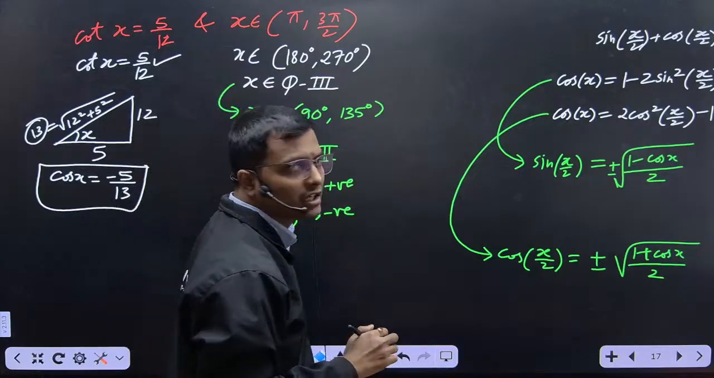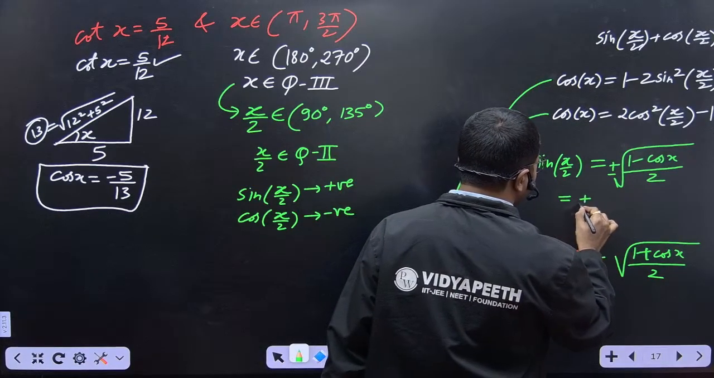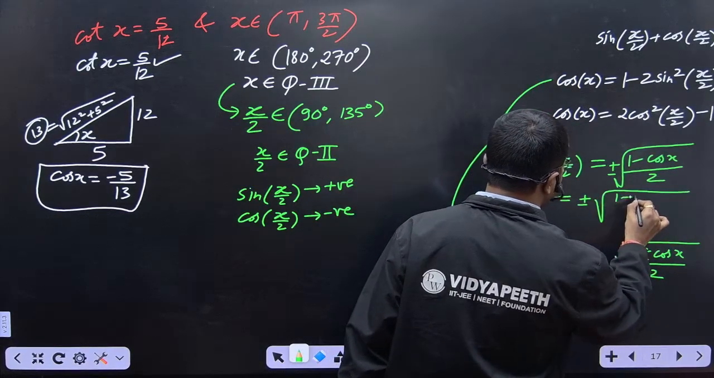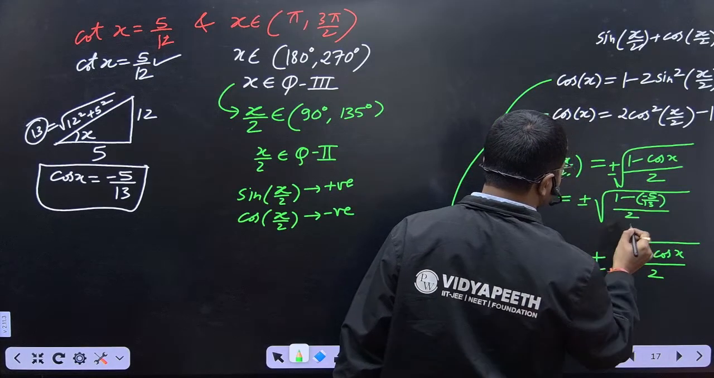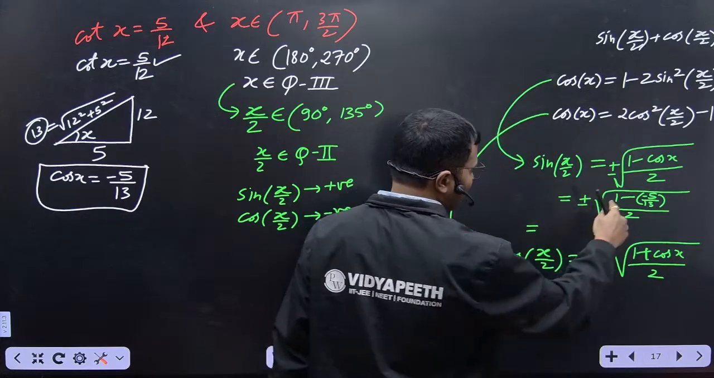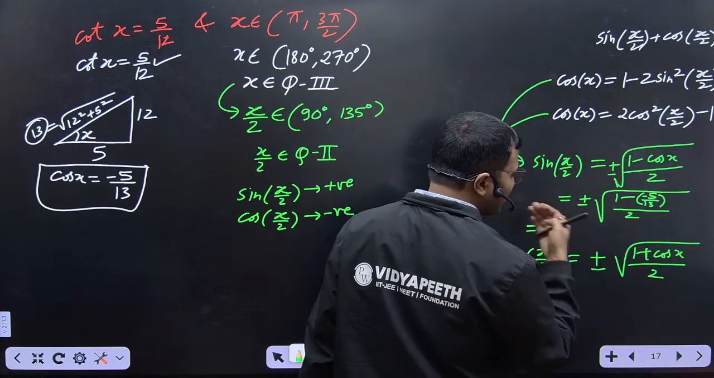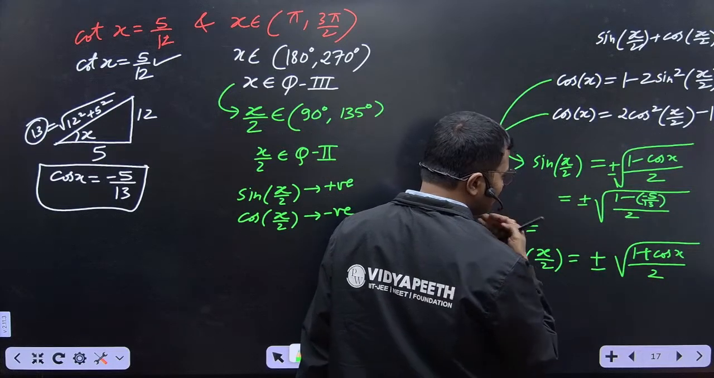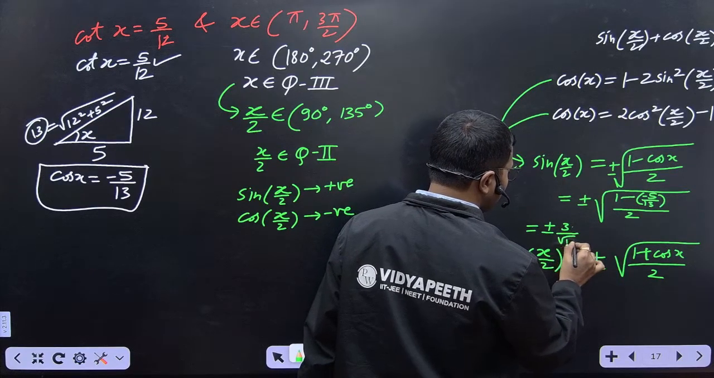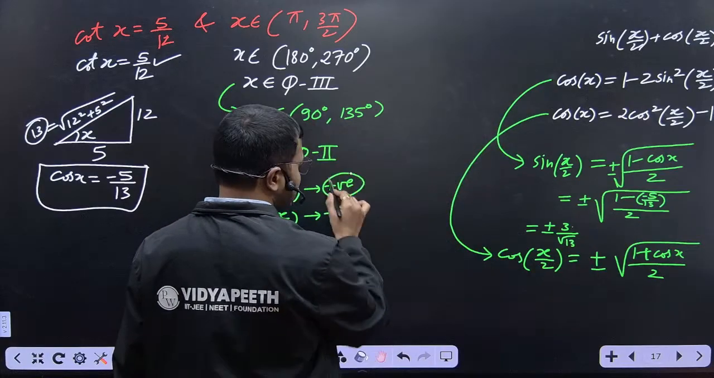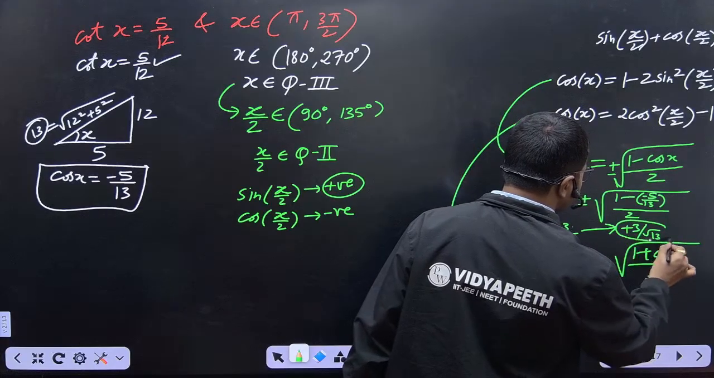So let us substitute the cos x value. We got cos x as minus 5 by 13. So if we substitute, what do we get? Plus or minus root of 1 minus minus 5 by 13 by 2. So we simplify, what do we get? 1 plus 5 by 13, that is 18 by 13, by 2, that is 9 by 13. So that is plus or minus 3 by root 13. So we will decide it as plus because it is sin x. So finally here the answer is plus 3 by root 13 for sin x by 2.